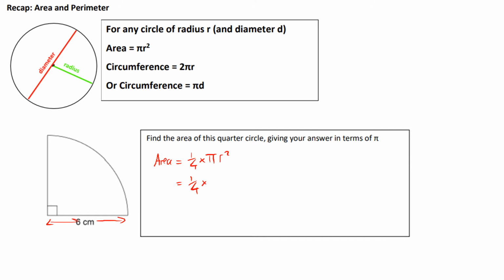So this is a quarter times pi times 6 squared. I'm doing this as if it was a non-calculator question because you could quite often get something like this on non-calculator. A quarter of 36 is 9, so it'll be 9 pi. And again, don't forget units, centimeters squared.